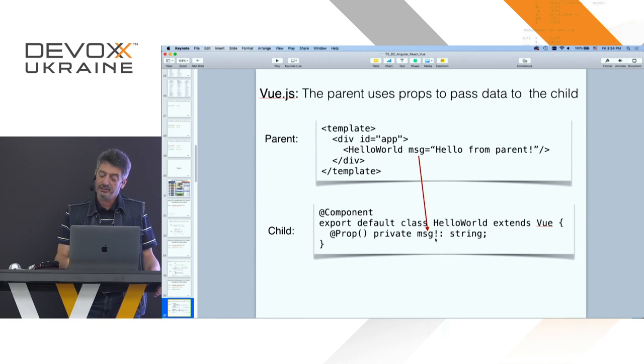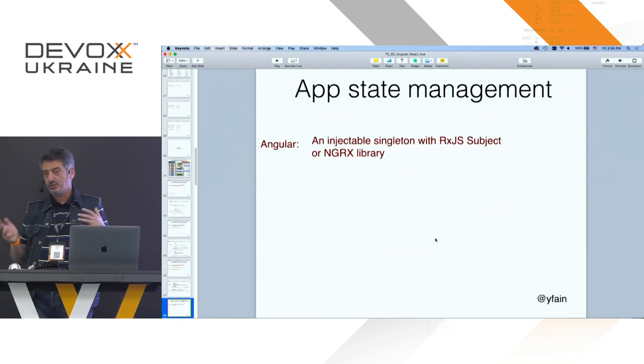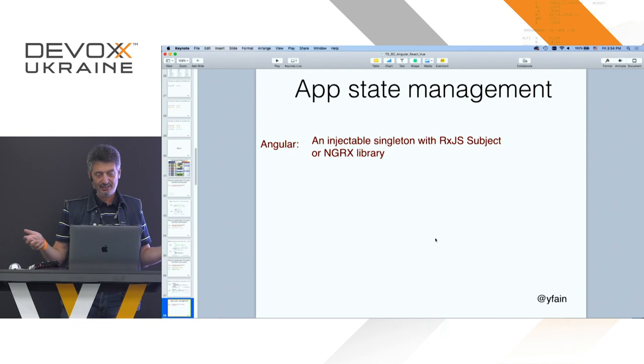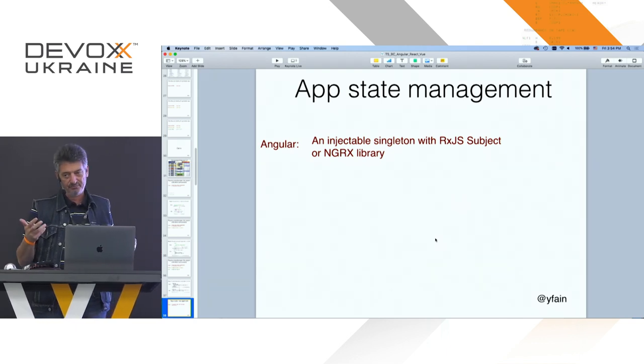Exclamation point over here means ignore nulls. If there is null, maybe the component is not ready yet, don't give me these null pointer exceptions. So as you see, each framework has means for data exchange between components.